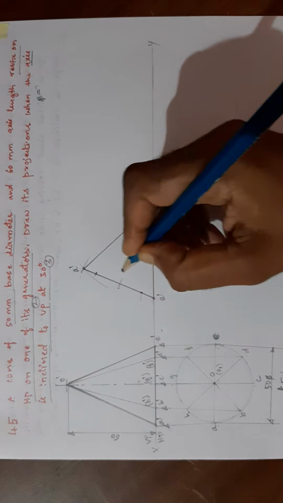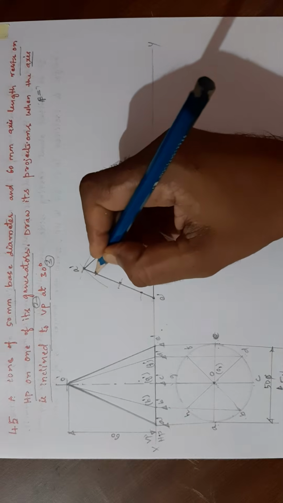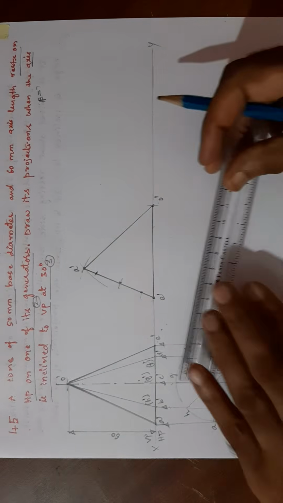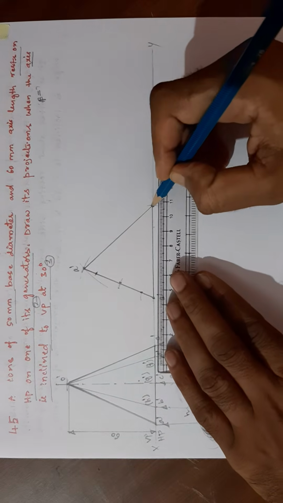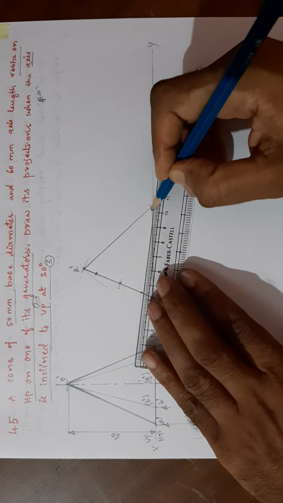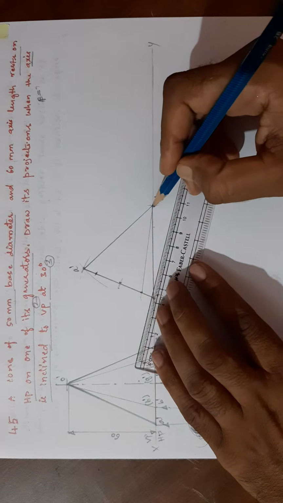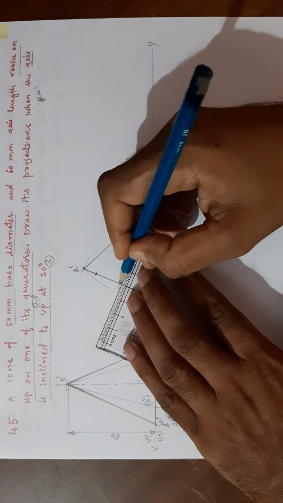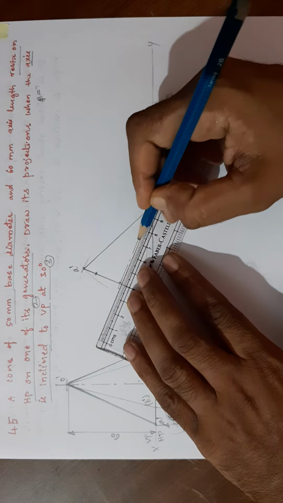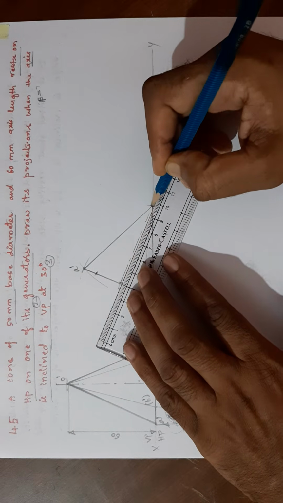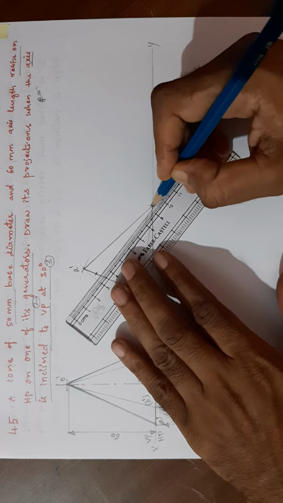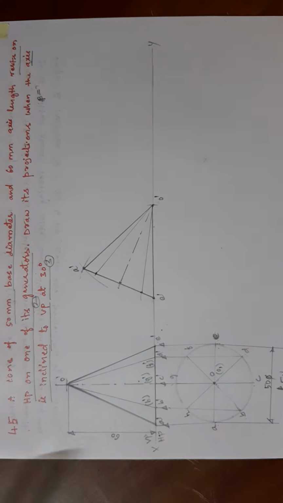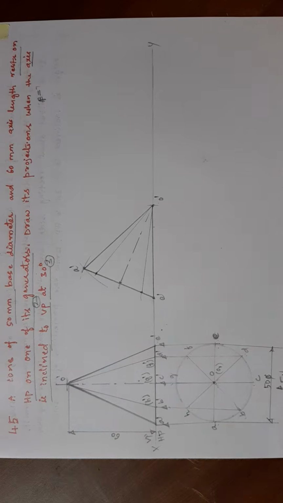Now this is one generator, this axis length, this is another generator. Now see here, this is generator, draw with thin line, and this is axis length, so draw with long thin chain line, and this is generator, draw with thin line. So name all the letters.